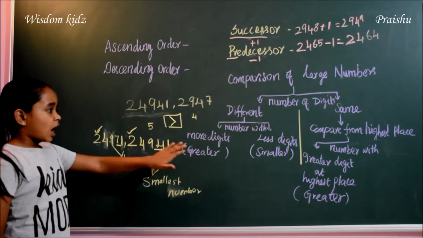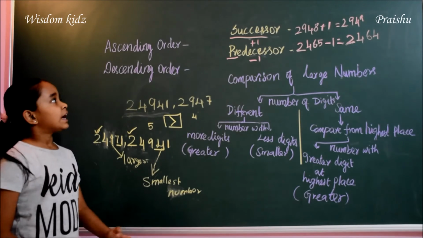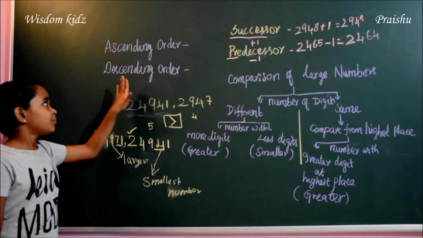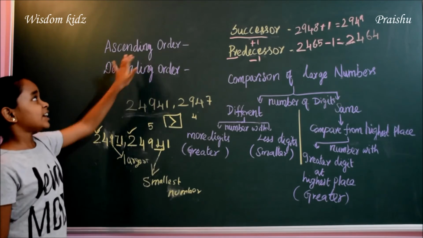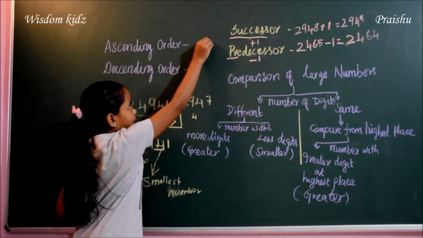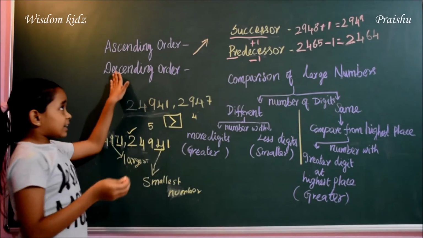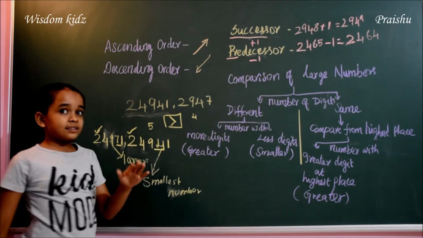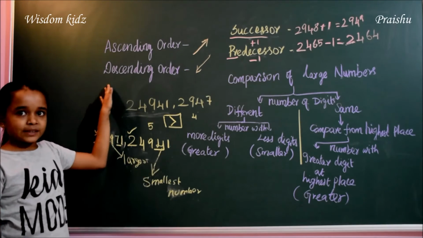Now we have learned how to compare larger numbers. Now we will see ascending and descending order. It is very easy. Ascending order means small to big. Descending order means big to small. There's an easy trick for you to remember this.